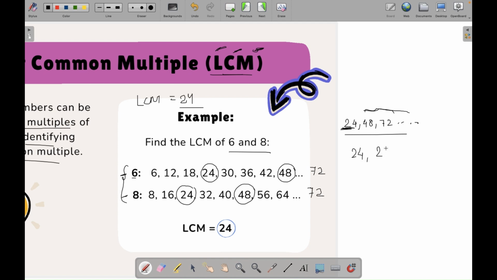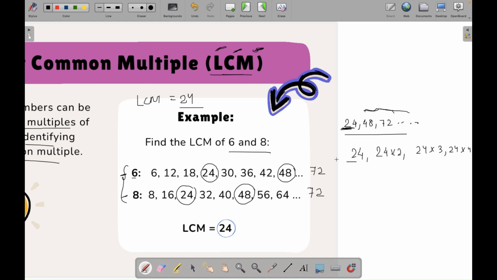Then the second common multiple would be 24 times 2. The third common multiple would be 24 times 3. The fourth common multiple will be 24 times 4 and so on. So if I find the LCM, there is no need to find any further common multiples because they will be the multiples of the LCM itself.